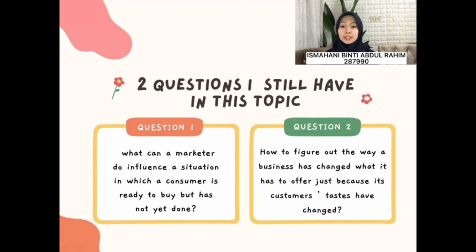I have 2 questions in this topic that I don't understand. Question number 1 is, what can a marketer do to influence a situation in which a consumer is ready to buy but has not yet done so? My second question is, how do we figure out the way a business has changed what it has to offer just because the consumer's tastes have changed?